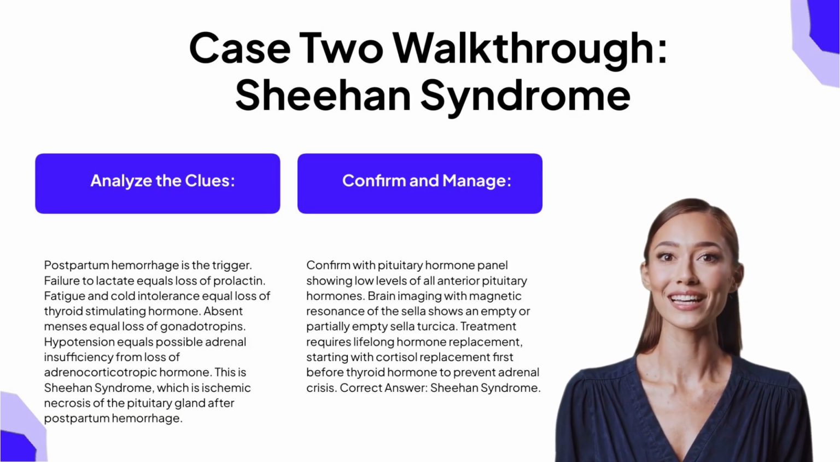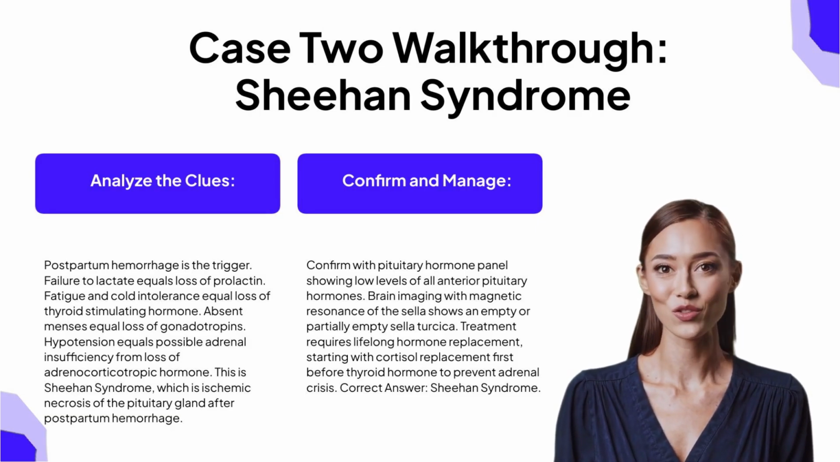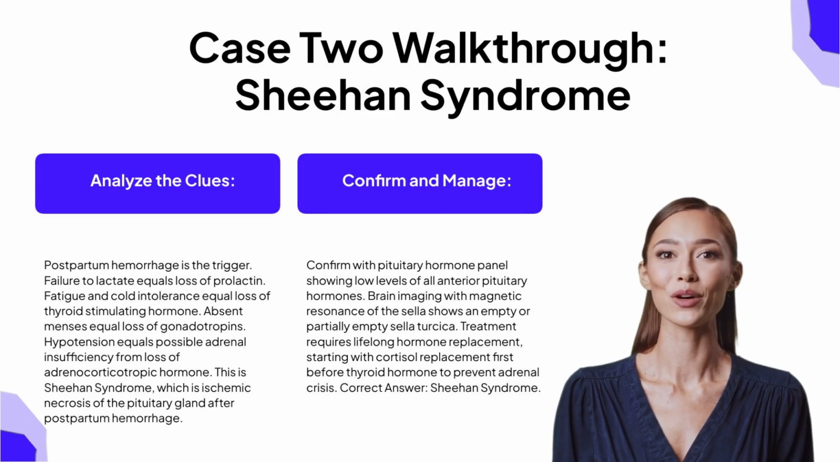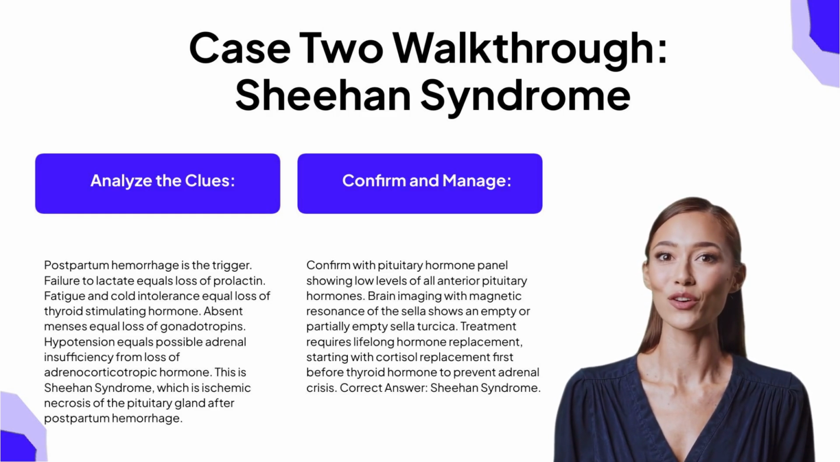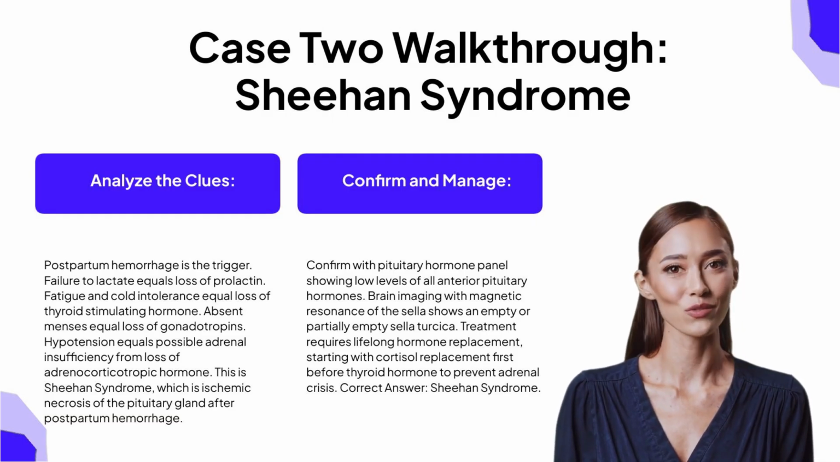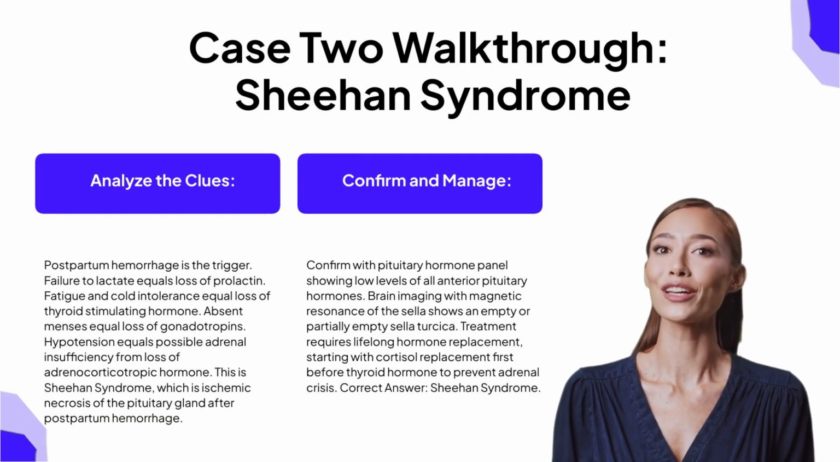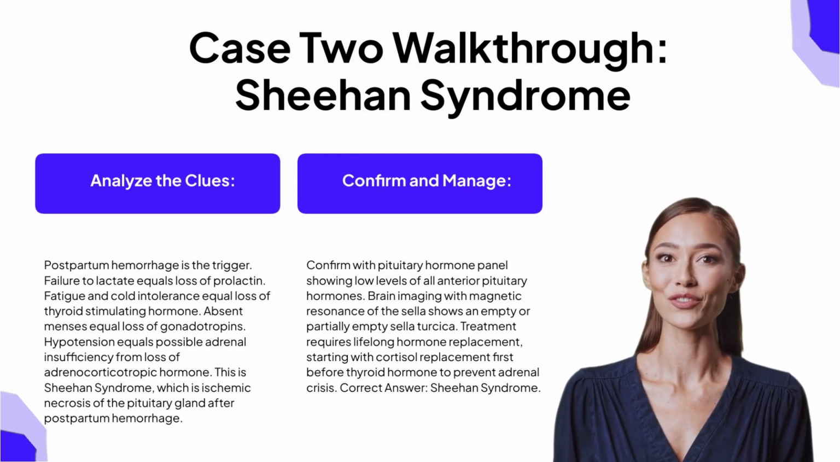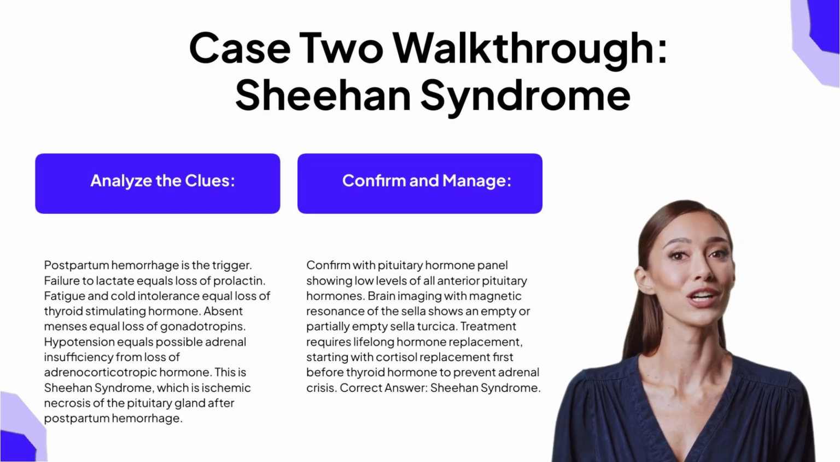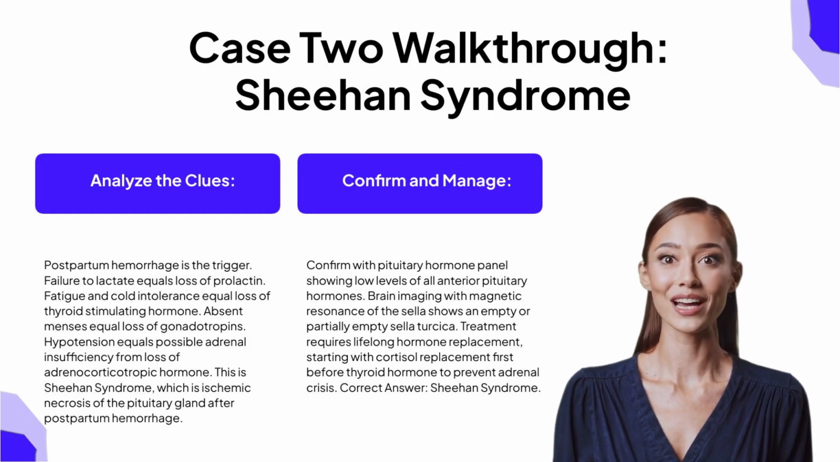Here is your critical test-taking pearl. When you start hormone replacement in a patient with panhypopituitarism, you must start cortisol replacement first before giving thyroid hormone. If you give thyroid hormone first, you can precipitate an adrenal crisis. The boards love to test this treatment order. Review the Sheehan Syndrome section in your endocrine review materials for the complete management algorithm.